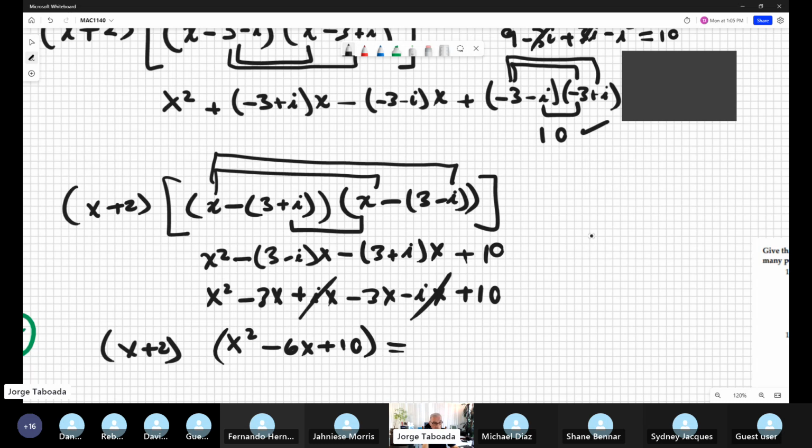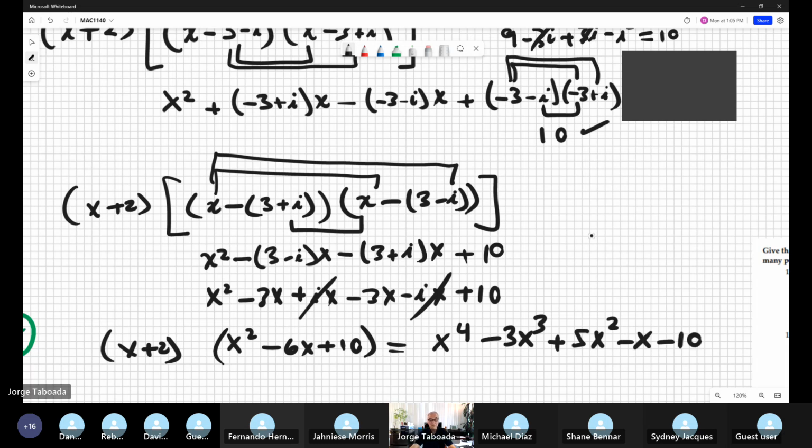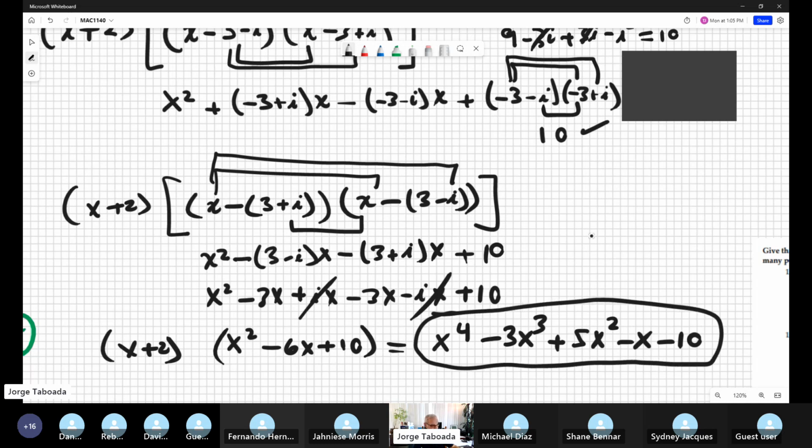I have it on my paper, the answer is x to the 4th power minus 3x cubed plus 5x squared minus x minus 10. This is elementary algebra. Okay, and this is the final answer, corresponding with option C.